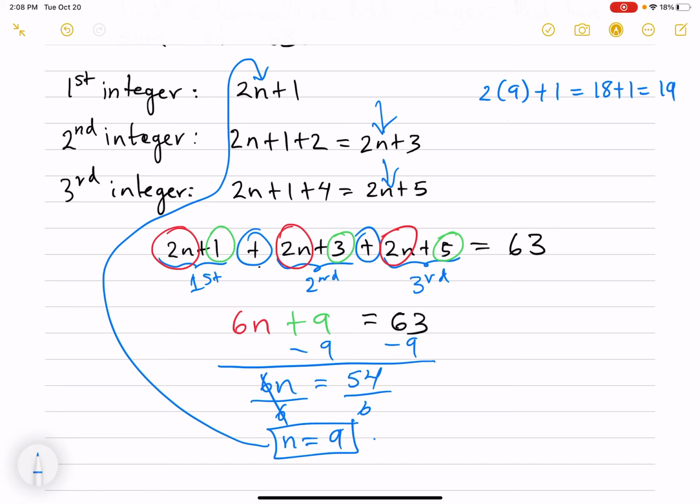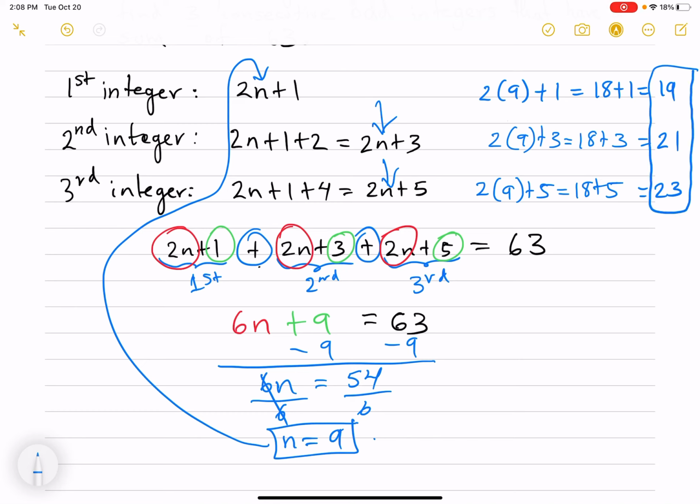And you could substitute and add, or you can just figure out that the next odd integer would be 21, and the next one would be 23. But you could check again. Look, 2 times 9 plus 5. 2 times 9 is 18, and 18 plus 5 makes 23. 2 times 9 plus 3 equals 18 plus 3, which is 21. So our 3 consecutive odd integers are 19, 21, and 23. And if you add them up, you could verify that they indeed add up to 63.